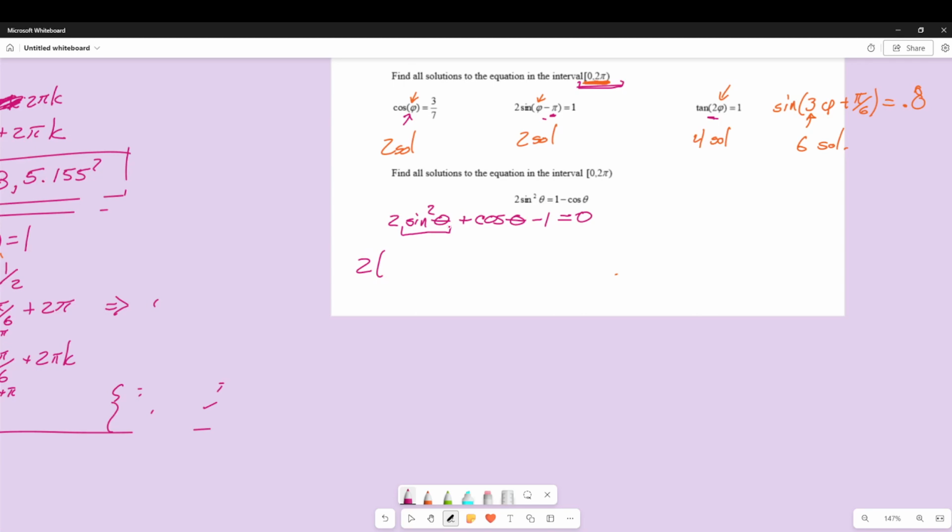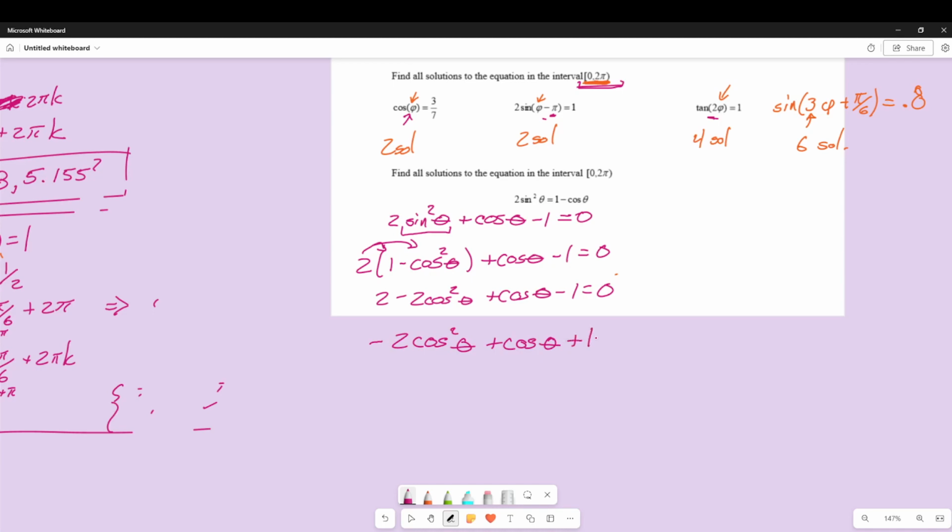Remember that the sine squared of theta is 1 minus the cosine squared of theta. And then the rest of our equation. And now we have everything in terms of cosine. We have a cosine and a cosine squared, so we're going to be of quadratic type. We just have to clean this up. So distribute that 2, so 2 minus 2 cosine squared theta plus cosine theta minus 1 equals 0. So negative 2 cosine squared theta plus cosine theta plus 1 equals 0.